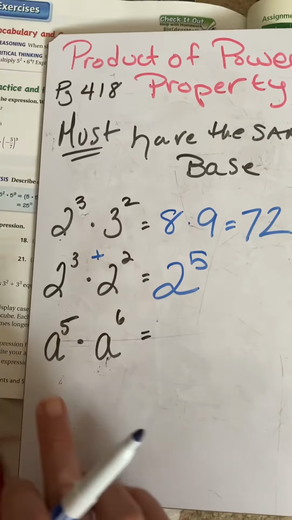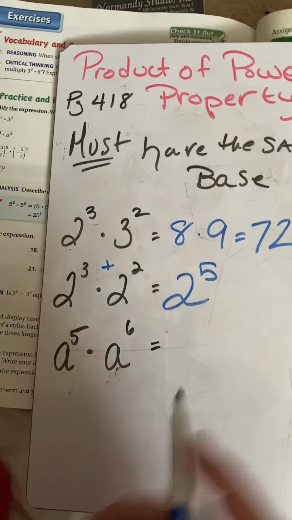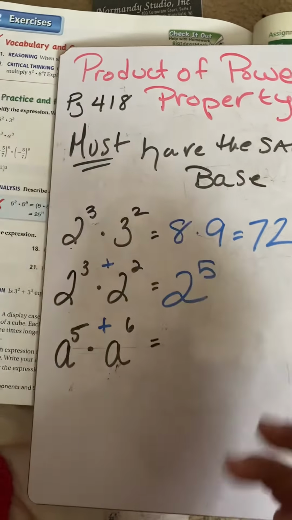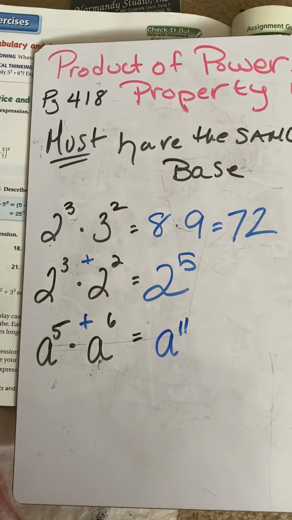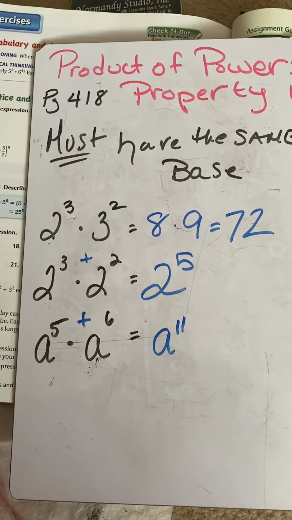Okay, here's another example. You see the base is the same. They're both A's. You're going to add the exponents when you multiply. Okay, 5 plus 6, A to the 11. So it's pretty simple. Okay, same base. If you're multiplying, you're going to add the exponents.